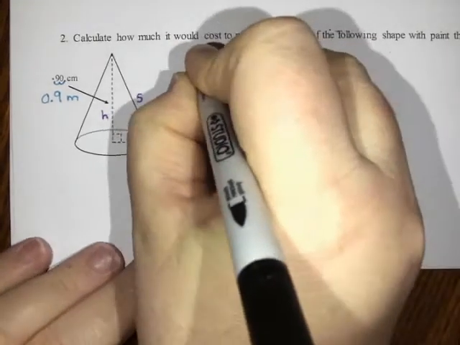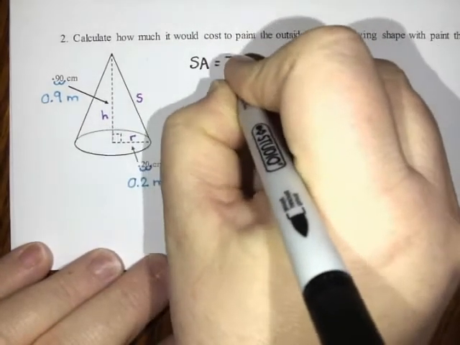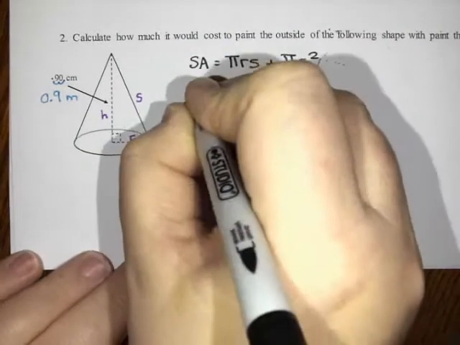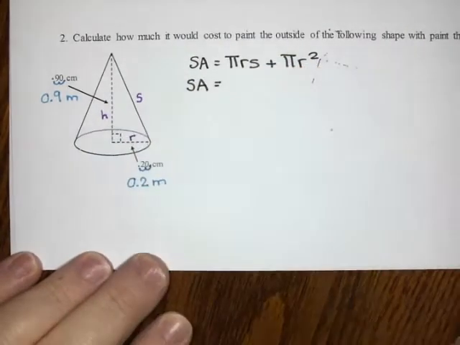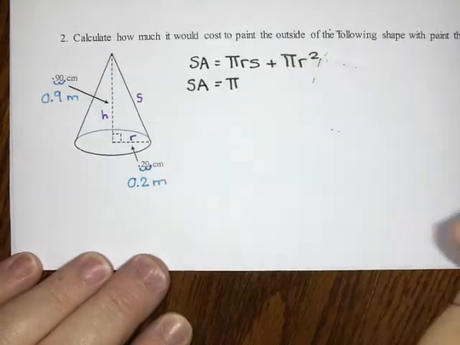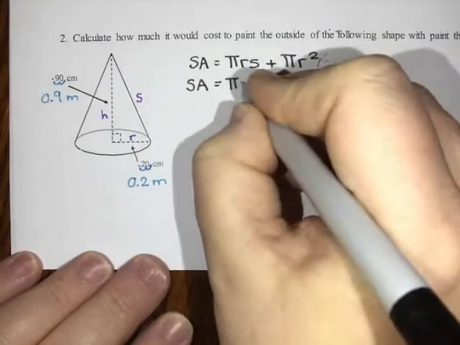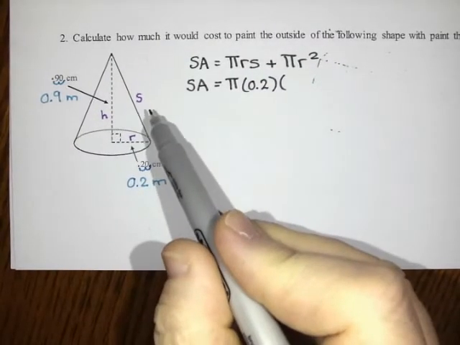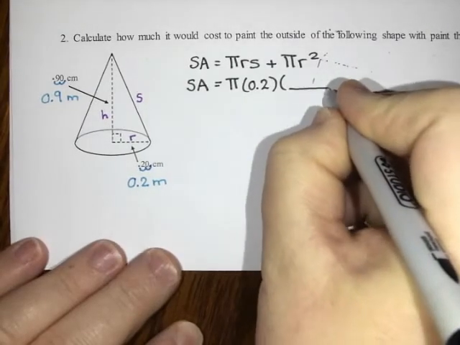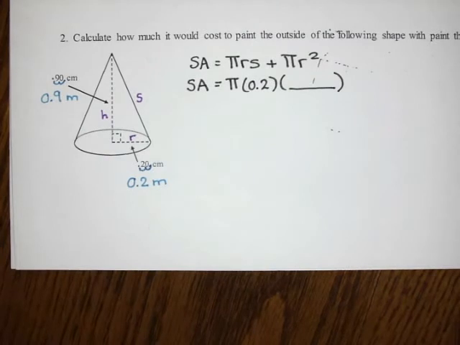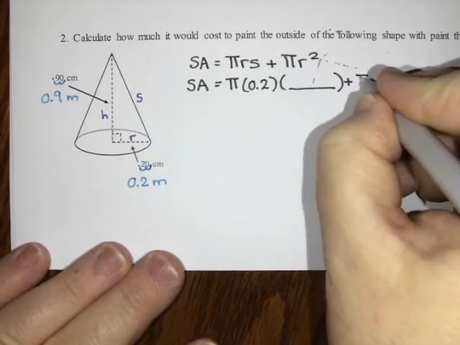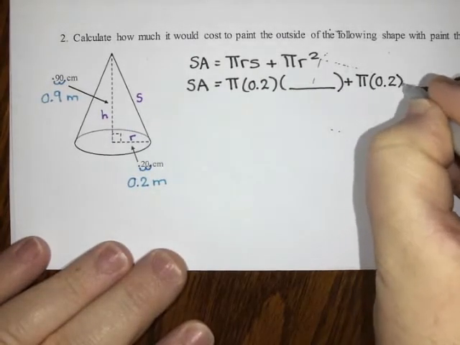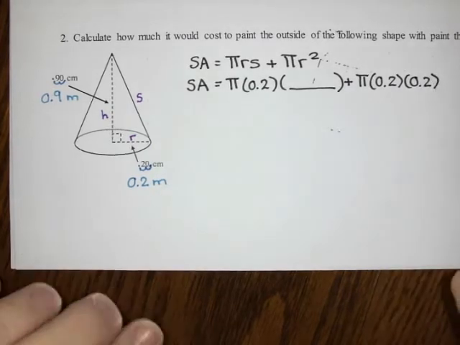So our surface area equals pi rs plus pi r squared. As I start to fill these numbers in, I'm going to find out that I'm missing one of them. I'm going to leave pi; we'll use our calculator for that. My r, my radius, is 0.2. But when I get to the slant, I don't actually know what the slant height is. So I'm going to leave that for a second, and then we'll see if we can figure it out. And then it's plus pi, times my radius, so 0.2, and it's squared, so I multiply it by itself. So I do 0.2 times 0.2.